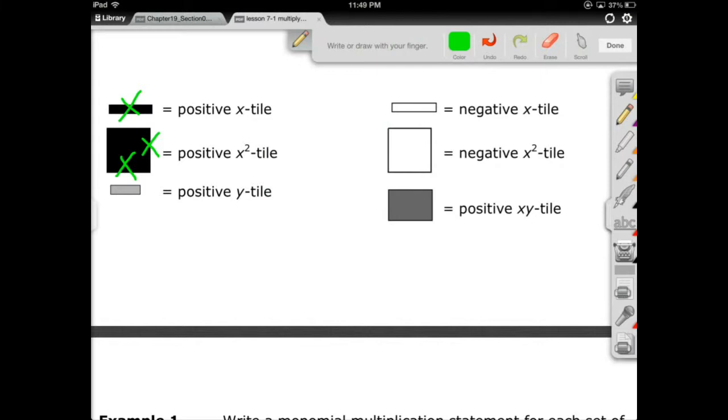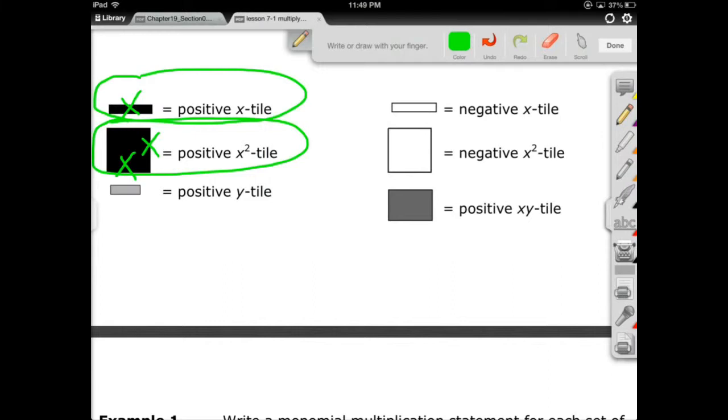And in your book, they have an interesting convention. An X tile is considered to be the longer one, so it's a rectangle as you see here, right? And here is our X squared here. So what if we have something different?